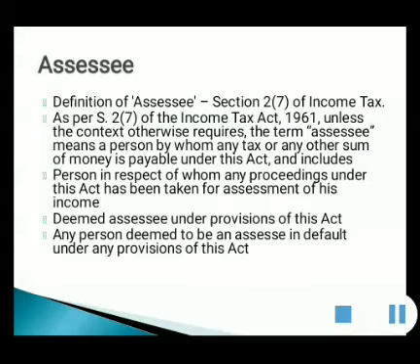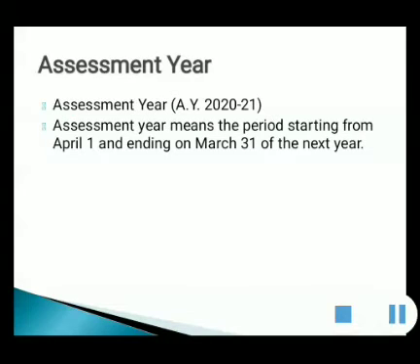Now we are moving to the assessment year. What is an assessment year? For example, the current assessment year is 2020-21. What does it mean? Assessment year means the period starting from April 1st and ending on March 31st of the next year. On that basis, the transactions we made in the previous year are taxed in the assessment year. So assessment year means a period starting from 1st April to March 31st of the next year.